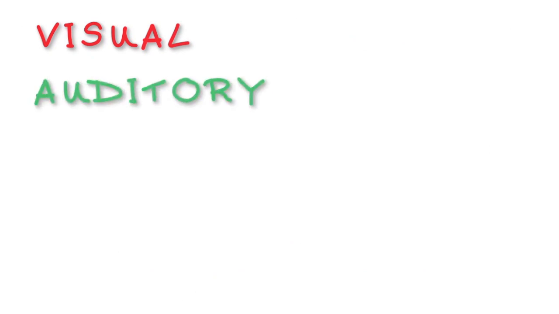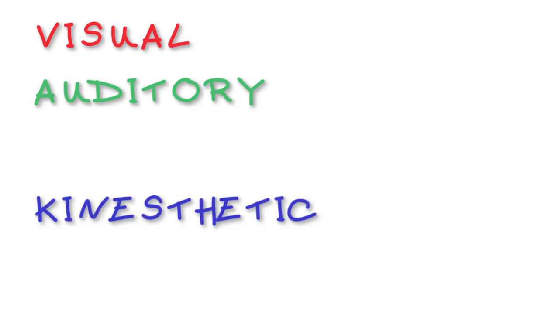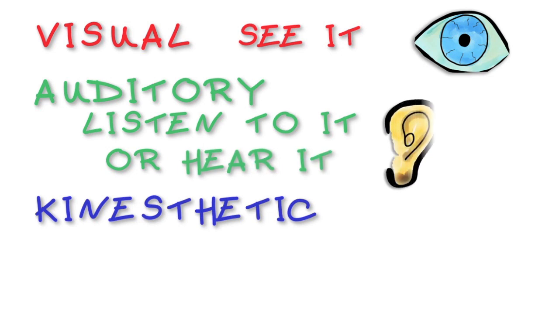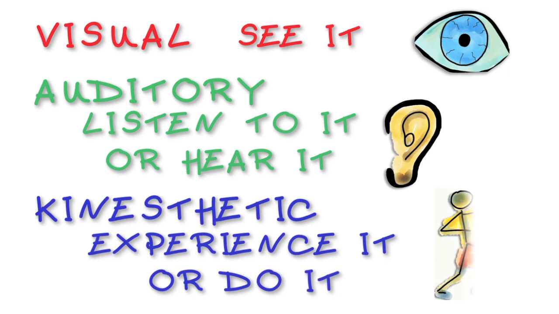Okay, this is a quick slide just to explain that again. We've got visual, auditory or audio, and kinesthetic. The visual is obviously what you see. The auditory is what you listen to or what you hear. And the kinesthetic is what you touch or experience, so it's what you do. And often this is described as see it, hear it, and do it.